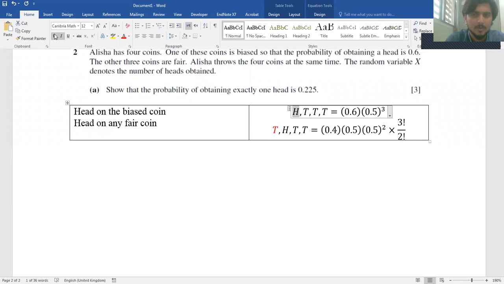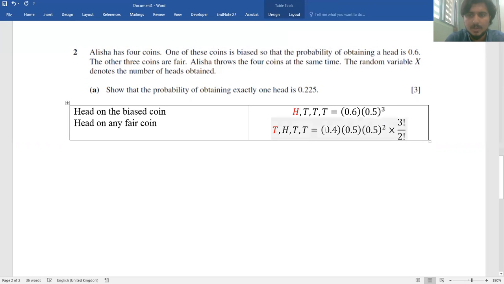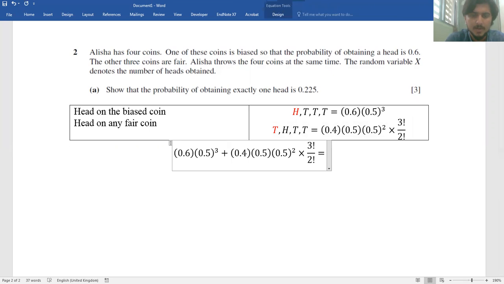And once you add both of them, these are the total probability that I get. So I'll simply just add all of them and we'll end up getting 0.25. It's already provided.